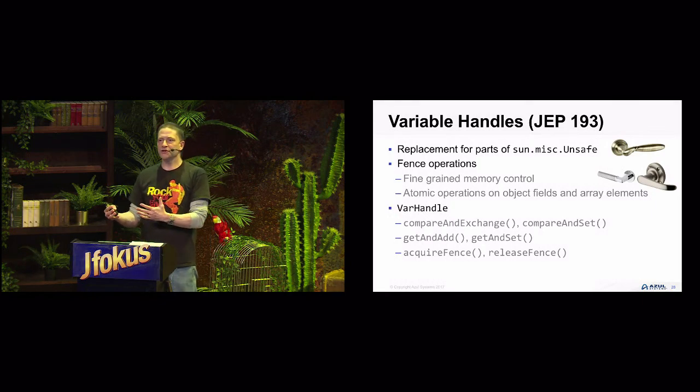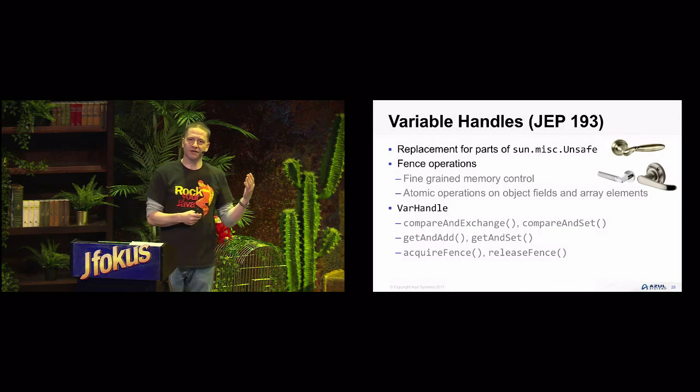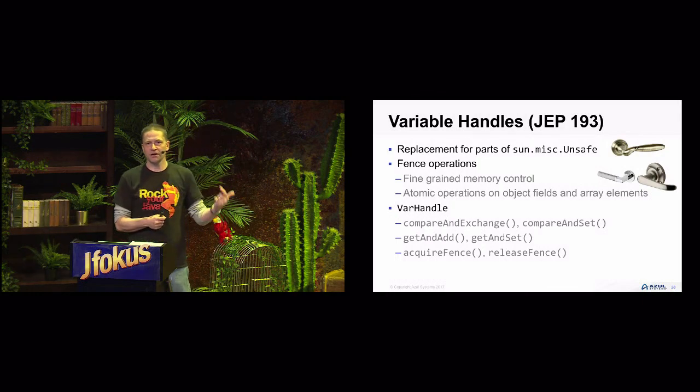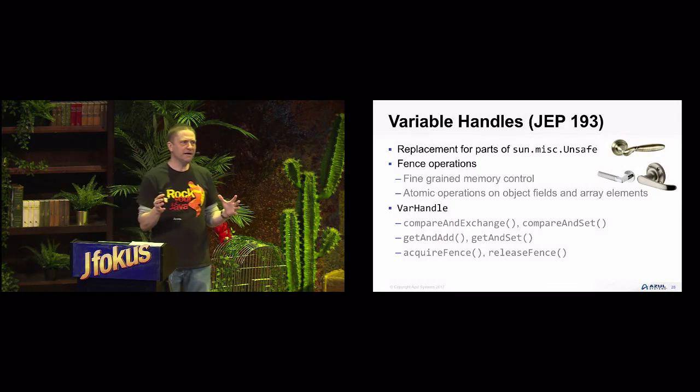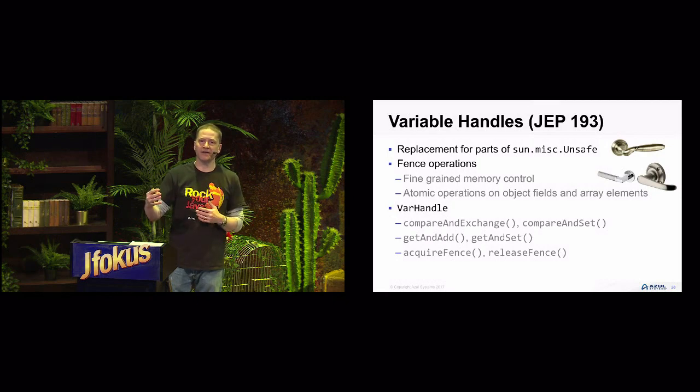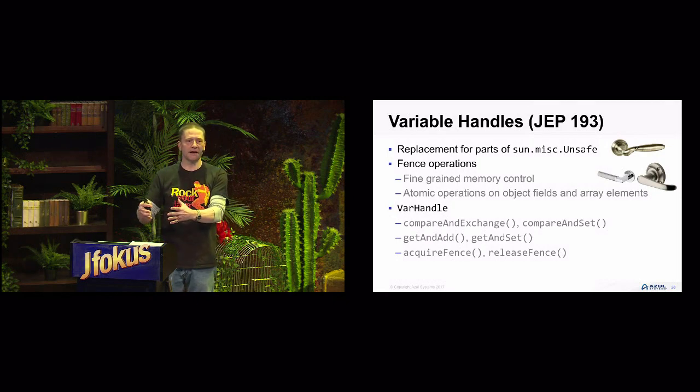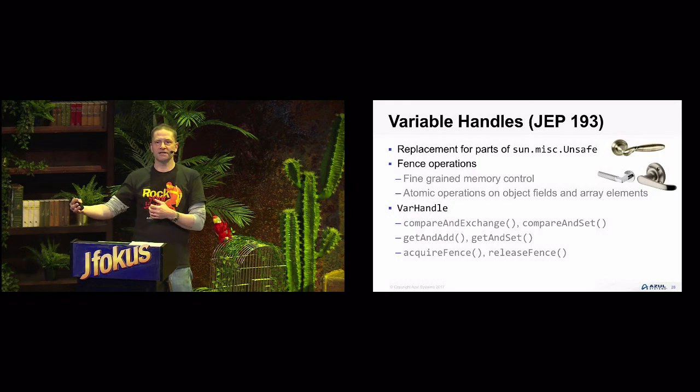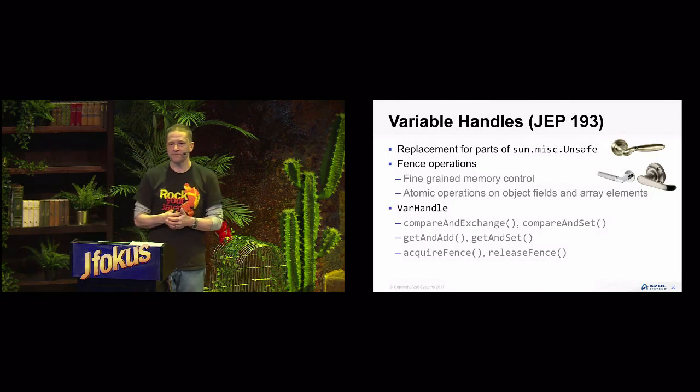Now, atomic operations you can do already using the atomic class, which is part of the concurrency utilities. That's great, except that it has the overhead that you need to create a new instance of that class. So you've got the object creation, allocation, then you've got the garbage collection that goes on behind it.